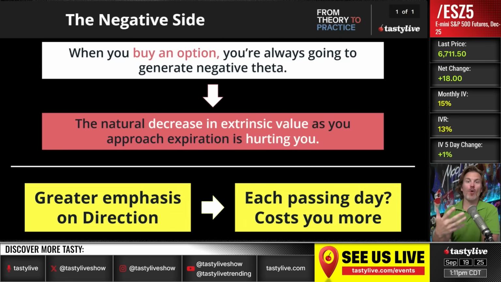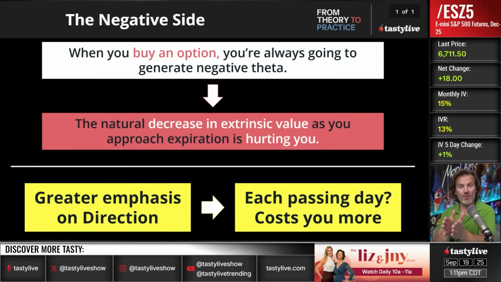What is this actually going to do to you as an option buyer? What is this actually going to cause? Like, what are going to be the implications of this for your position? Well, that is what you see there in the two yellow boxes on the bottom of this slide. Number one, you are naturally now going to have a greater emphasis on direction to make money.